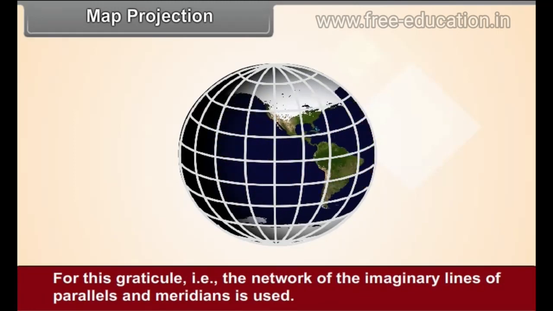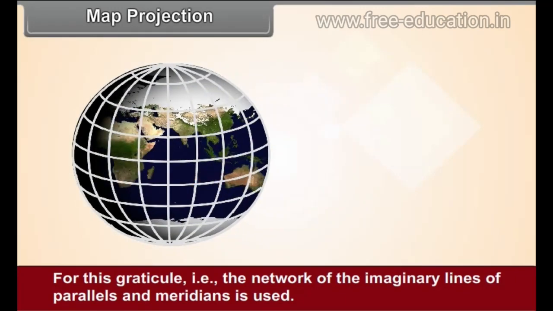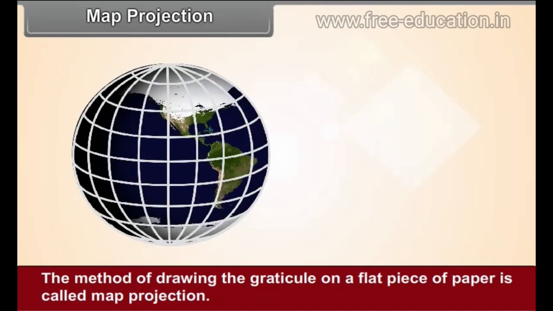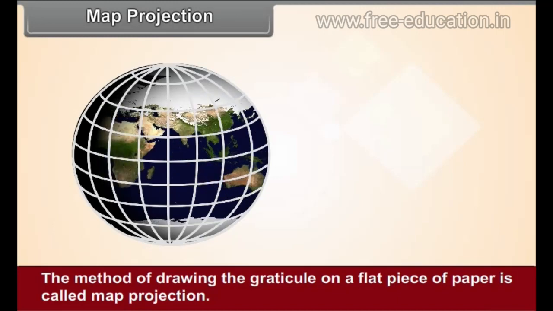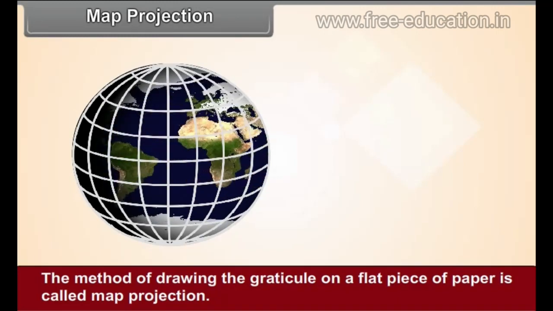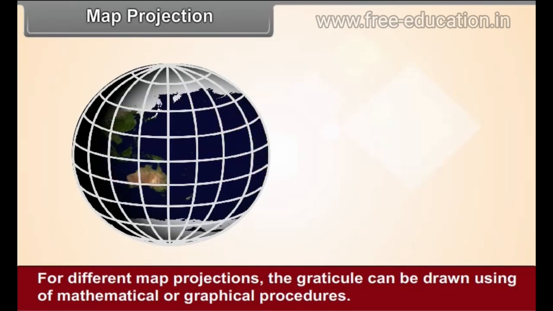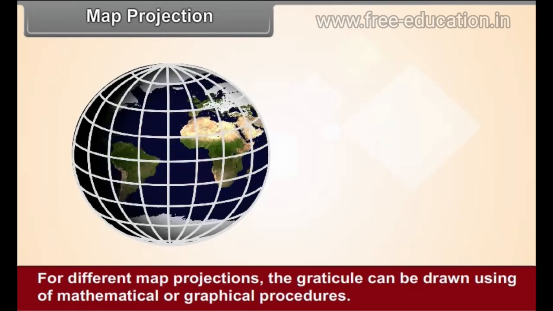For this, the graticule, that is, the network of the imaginary lines of parallels and meridians, is used. The method of drawing the graticule on a flat piece of paper is called map projection. For different map projections, the graticule can be drawn using mathematical or graphical procedures.